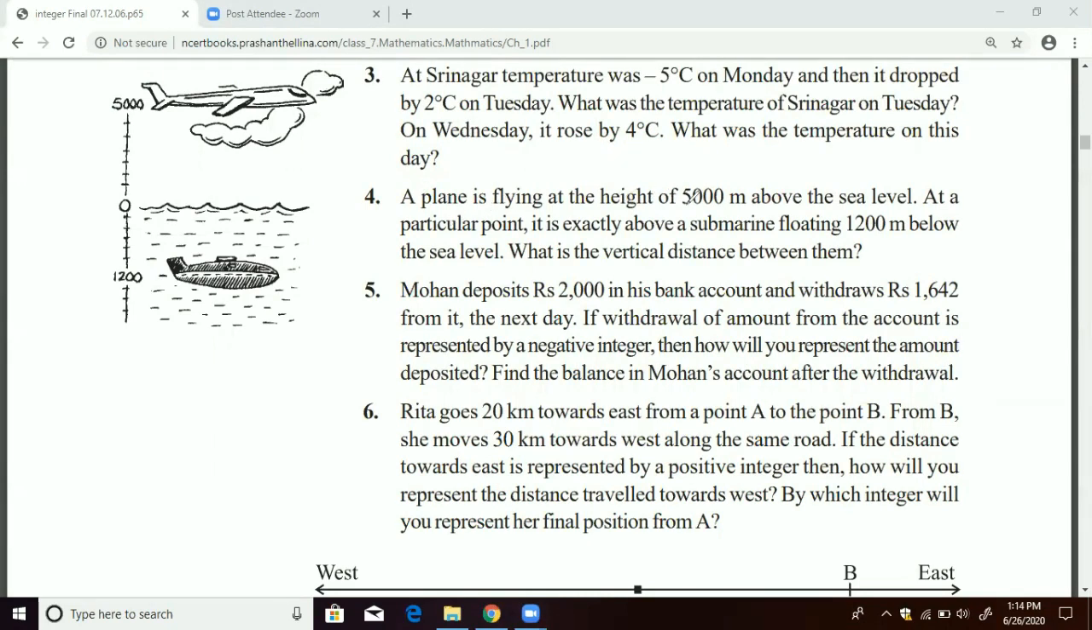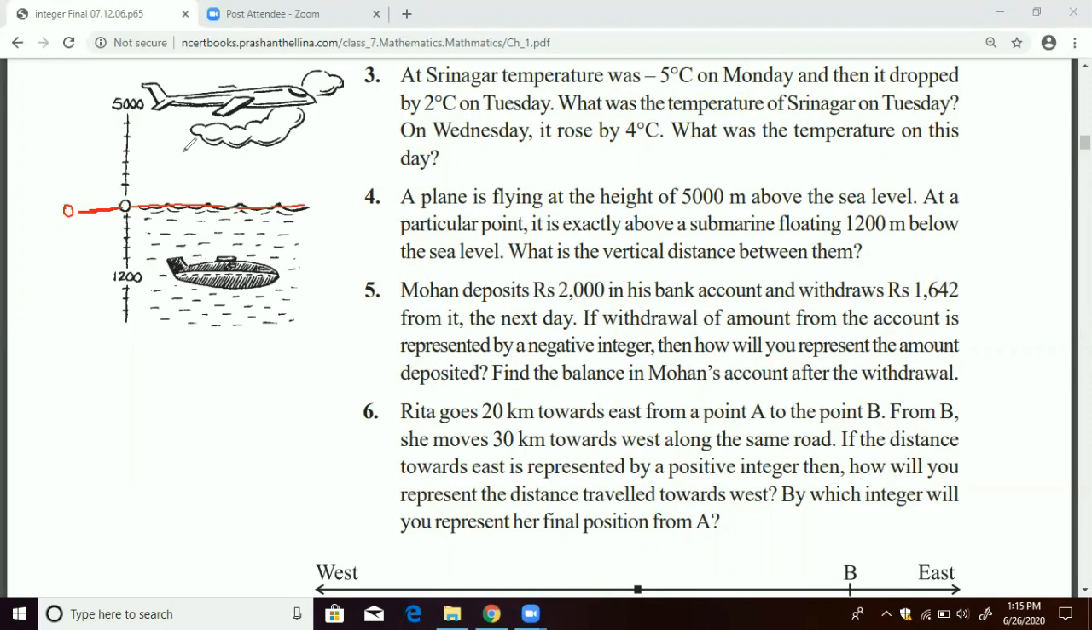So this plane is flying 5,000 meters above the sea level. Here it is shown as a number line. This is the sea level. In this picture you can see the sea level is marked as 0 and 5,000 meters above is marked as positive 5,000, vertically upward. At a particular point, it is exactly above the submarine floating 1,200 meters below the sea level. So from 0, this is a negative number. This is below sea level, 1,200 meters under water. So that is a submarine.